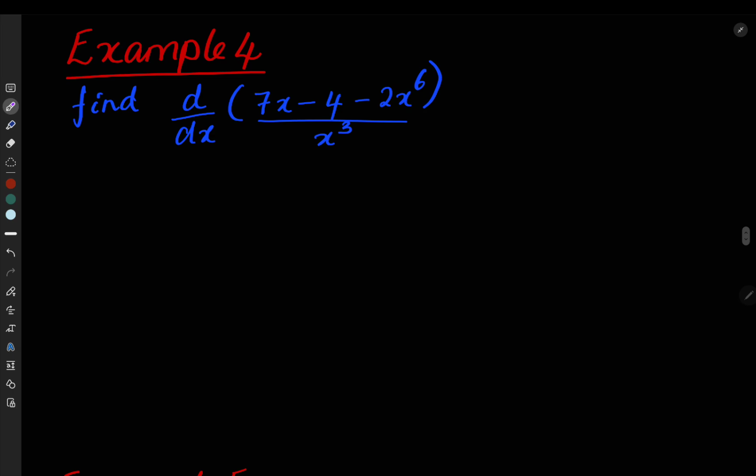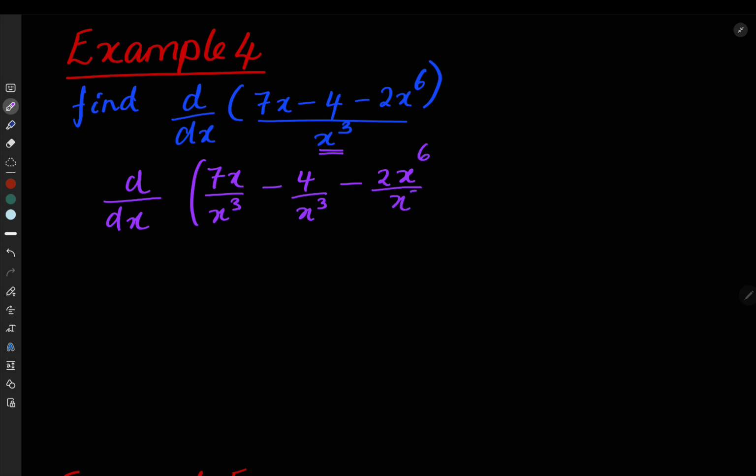Now in this example, one has to be careful because we have got a variable on the denominator. You don't want to differentiate when the variable is on the denominator. So the first thing that you do is just rewrite the whole thing and try to split these fractions, like 7x over x cubed minus 4 over x cubed, then minus 2x to the power 6 over x cubed. Then we are not differentiating it.